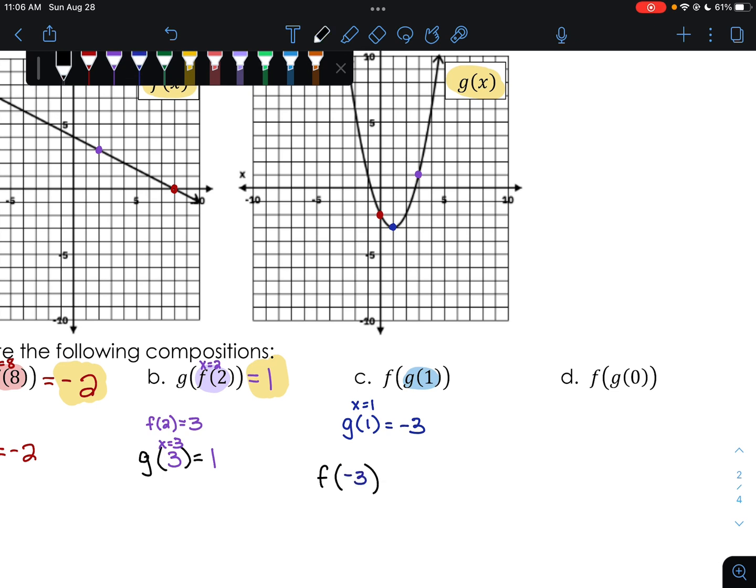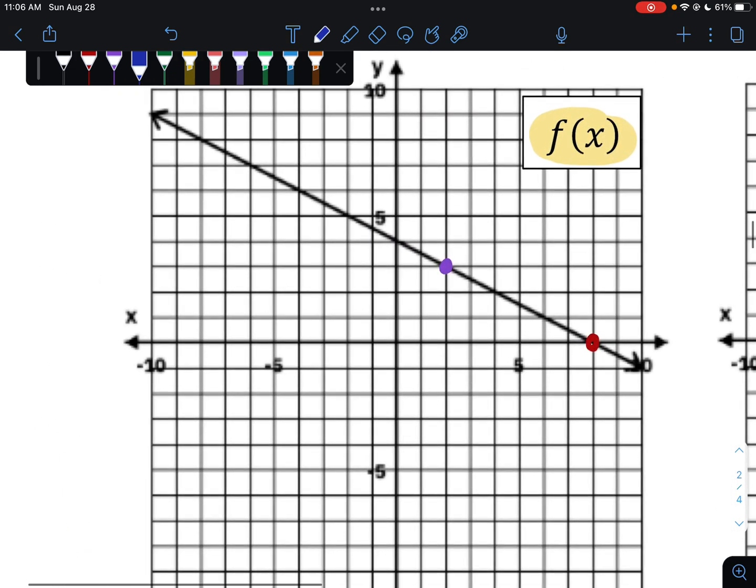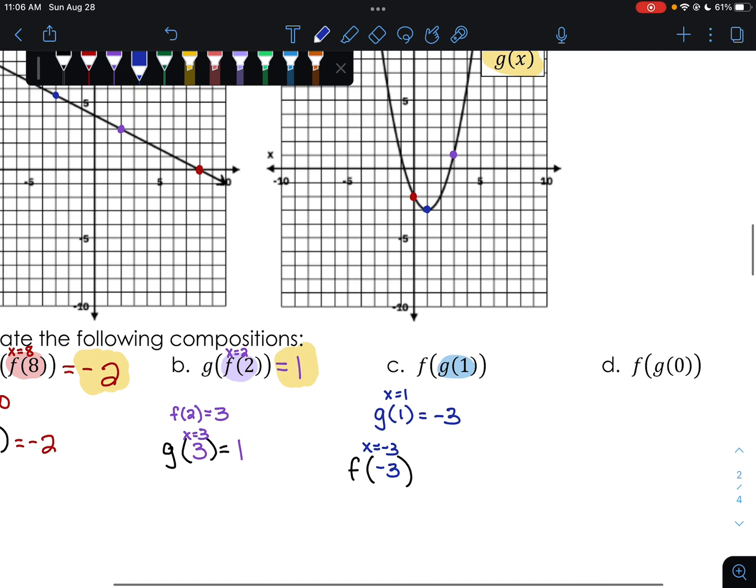So this tells me that when x is negative 3, what is the y value in f? So I go to my graph, I find negative 3 on the x-axis, I find my point, it's right here. So it's halfway between 5 and 6, so that would be about 5.5. So f of g of 1 is about 5.5.